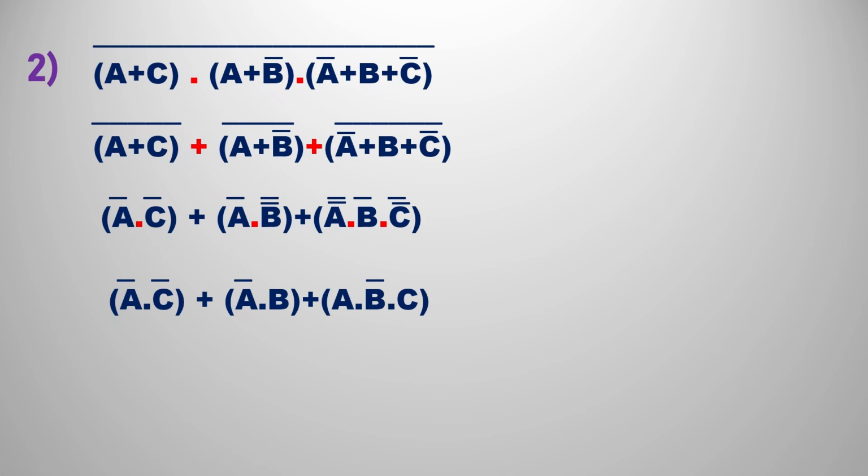I am doing nothing new here. Once you understand the concept, you can do any kind of problem in this way. Just split the dot to plus, plus to dot, and the bar is split to individual terms. If bars on individual terms are there, combine them if you want the reverse. In the last term I have removed the double bars, and the final expression is that.